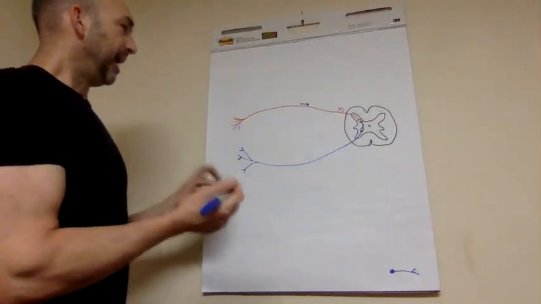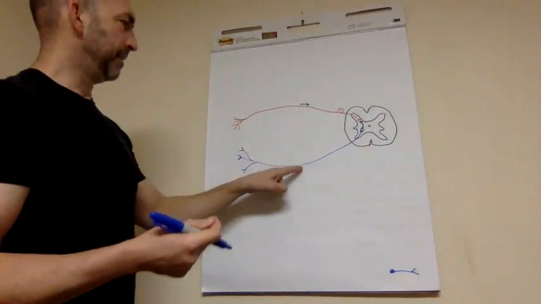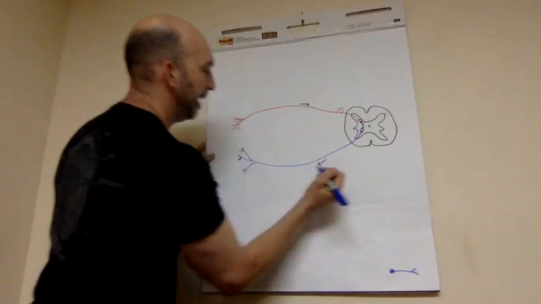But again, this is a completely different neuron structure than the motor neuron here. And so information in this guy is coming out, right?